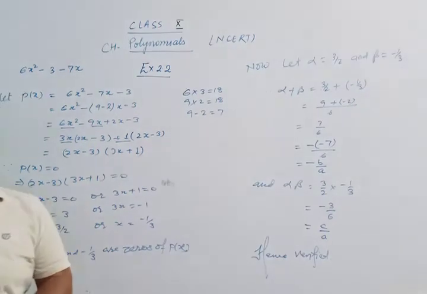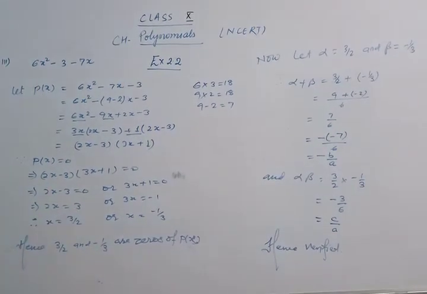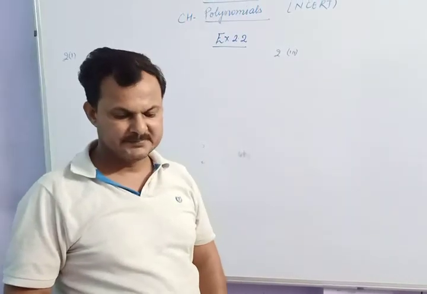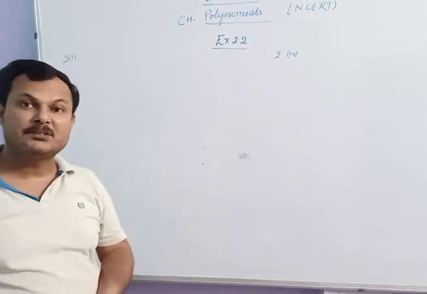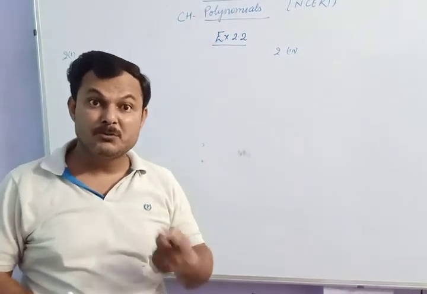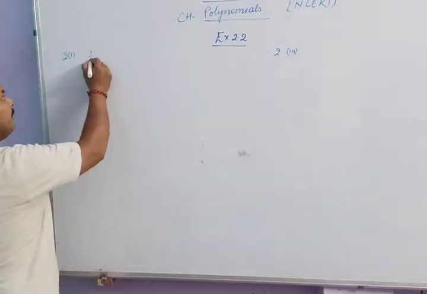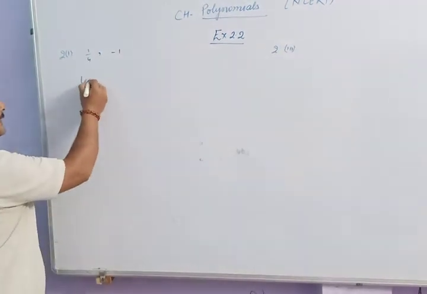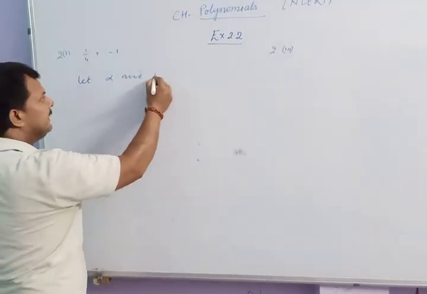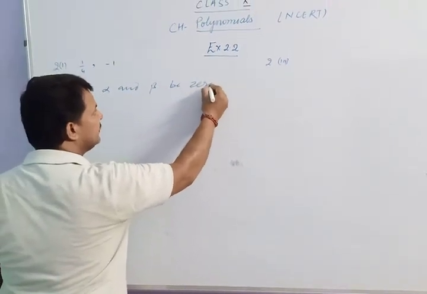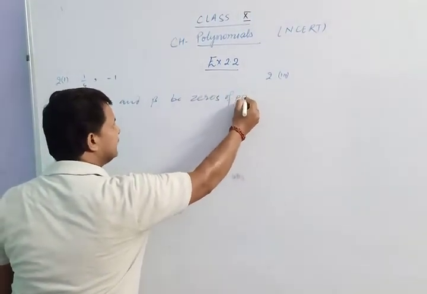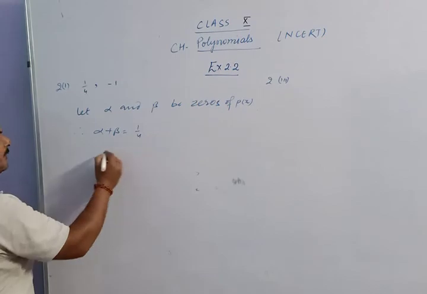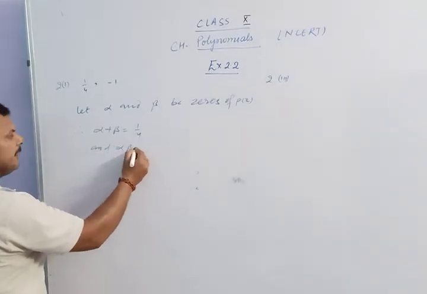Now I am going to do the second part of the question. In question number second, we have to find a quadratic polynomial in which the sum of the two zeros is given as 1 by 4, that is the sum of zeros, and the product of zeros is given as minus 1. Let alpha and beta be zeros of px. Therefore, alpha plus beta means the sum of zeros is given 1 by 4 and alpha beta is given minus 1.